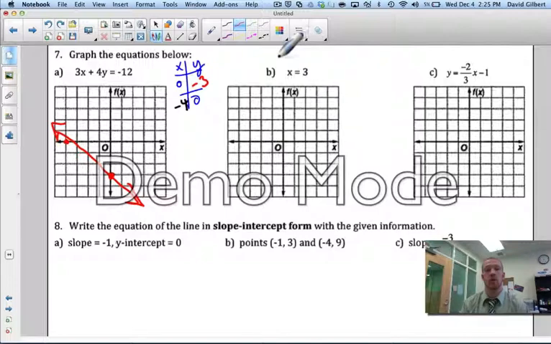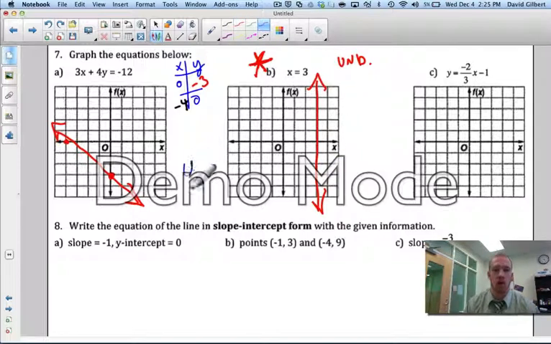x equals 3. So here's your special case. You got to know that x equals and y equals equations. You have to know that an x equals equation is an undefined slope, which means it's a vertical line at x equals 3. Alright, just throwing an extra little tidbit here.